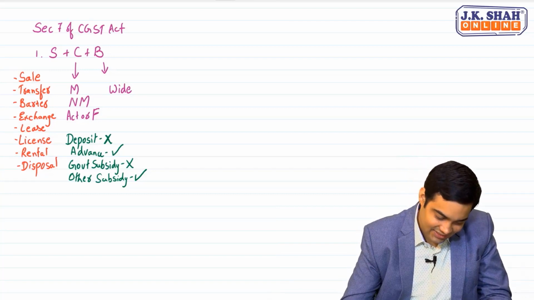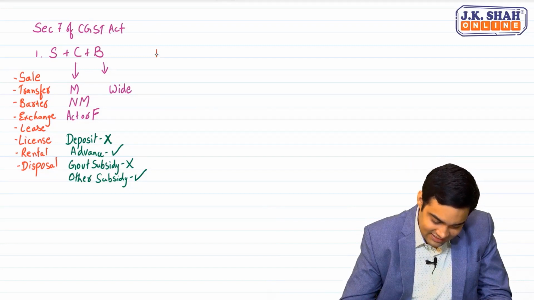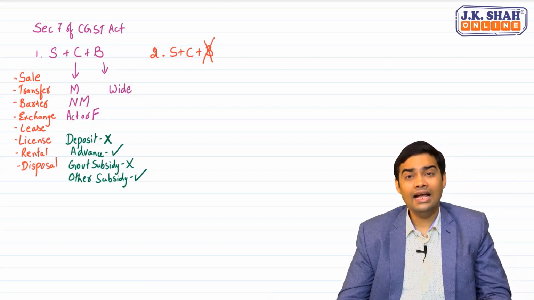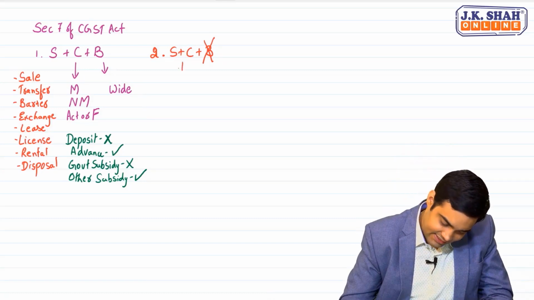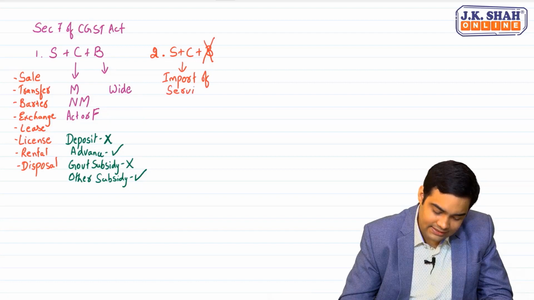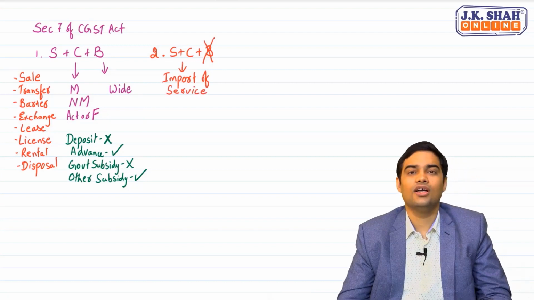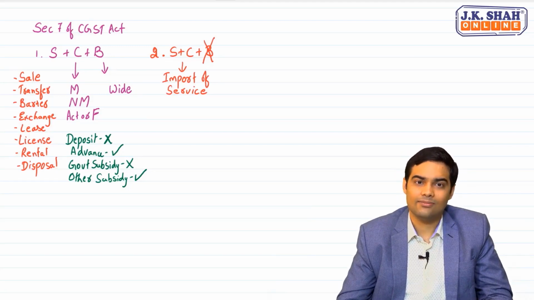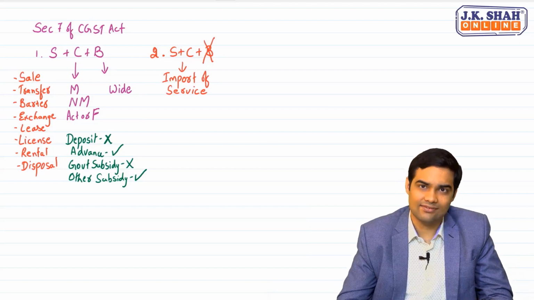Okay. So the first transaction which we are going to focus on is a case where it is not in the course or furtherance of business. The only instance given in the law is import of service. Yes, this is the only instance in the entire GST law where even if in the course or furtherance of business is missing, still GST would be applicable, and that is import of service.